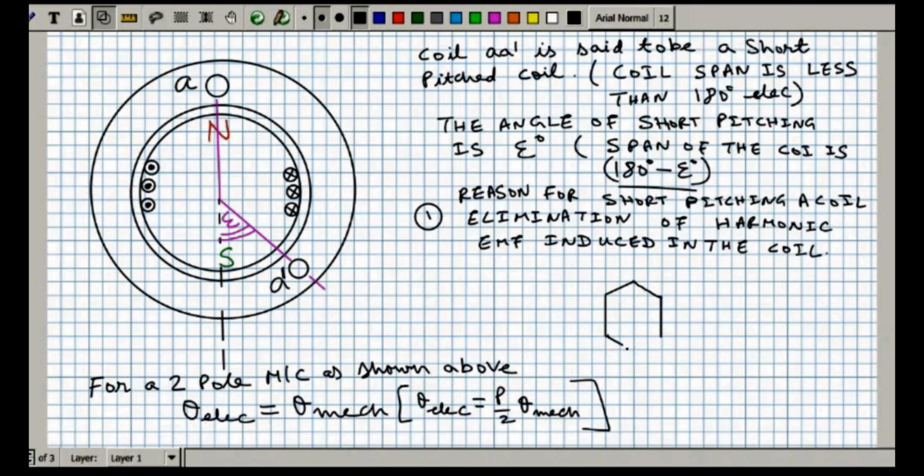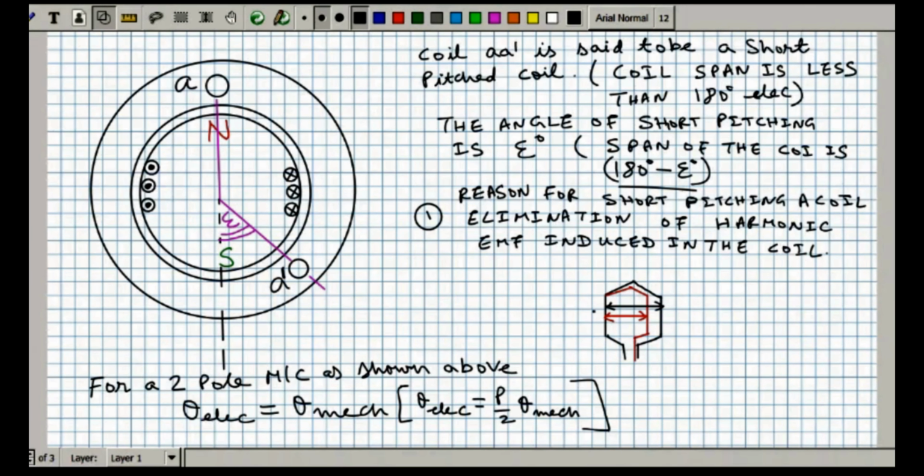Say this coil is a full pitch coil. Now, how will a short pitch coil look? Short pitch coil will look like this. So this thing is your short pitched coil and this thing is your full pitched coil.